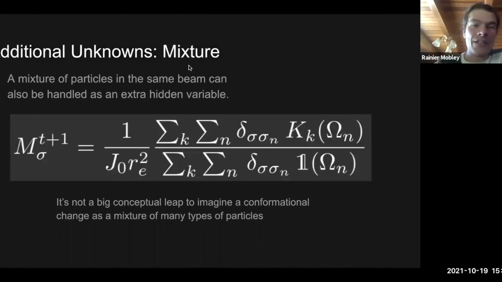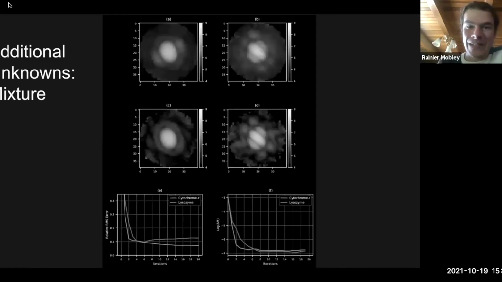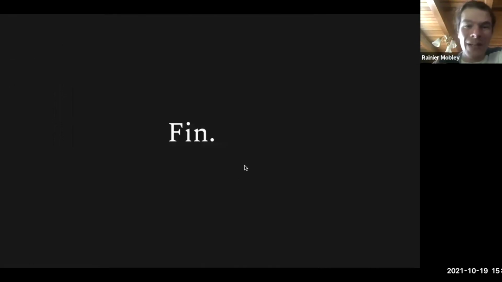And then additional unknowns, you could potentially have particles that are in multiple conformations or some mixture of different particles, which can also be handled as a random variable, easily with this Monte Carlo approach or with any other sort of method. But this is me experimenting with that sort of implementation. And here's the reconstruction, a couple of different shapes, a couple of different proteins, and they're converging to something. And that's my talk.